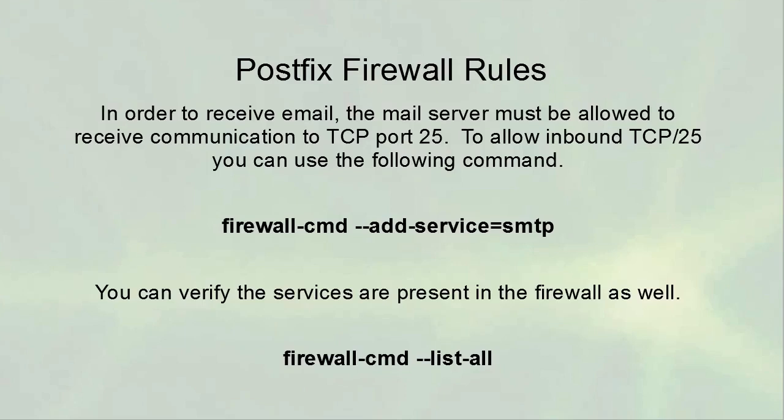In order to receive mail, the mail server must obviously be listening, but it also needs to be allowed to receive communications to TCP port 25 from outside machines. So in order to allow inbound TCP 25, you can use the following command. Just use firewall-cmd --add-service=smtp, which will allow the SMTP protocol to come through. Well, allow port 25 to come through.